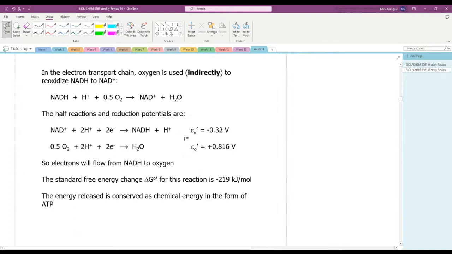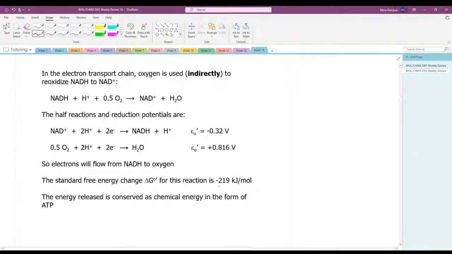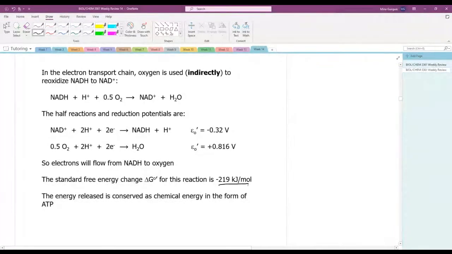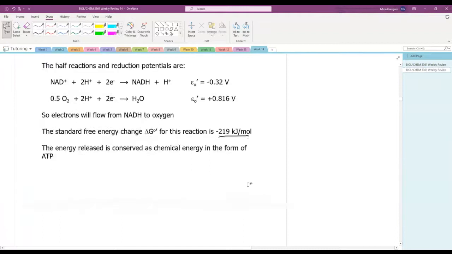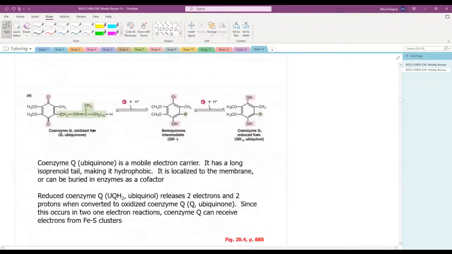Okay. So now in the ETC, oxygen is eventually used to re-oxidize NADH to NAD+, which makes it very, very spontaneous. I know you guys see this number, negative 219 is ridiculously high. When we look at ATP, ATP is negative 30-ish, this is negative 220, okay? And because of that, we can create ATP using this. We'll talk about all of that in a little bit.